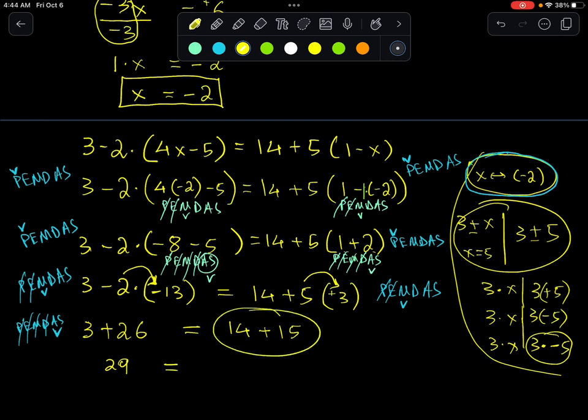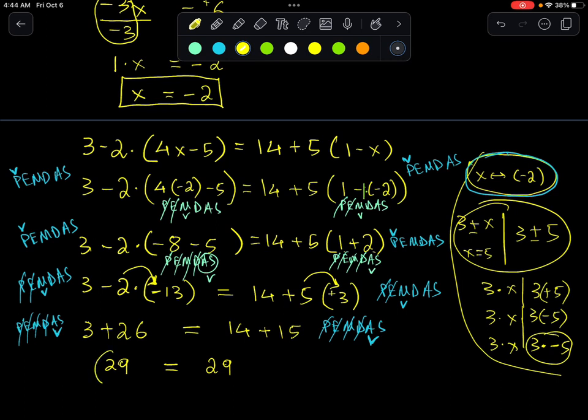Let's go to the right now, and let's do PEMDAS. Do I have parentheses? No. Exponents? No. Multiplication? No. Division? No. I have addition, subtraction? Yeah, I have addition. Addition and subtraction basically go together. They can be done interchangeably in the same way as multiplication and division. Yes, I do have addition and subtraction. Let's do it. 14 plus 15, it's 29.